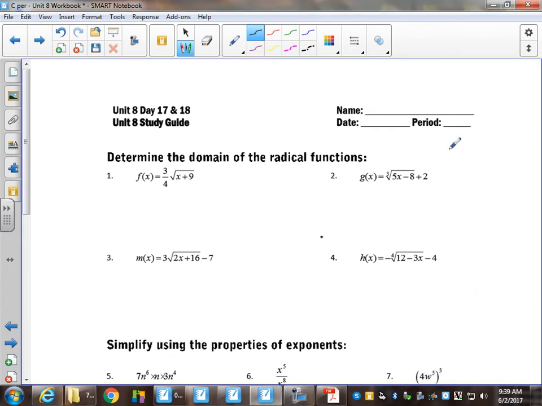These are in-class notes on the questions from the study guide that we're going to go over as a class to get ready for our Unit 8 test. So let's talk first about numbers 1 through 4. The notes from last night was the refresher notes on bringing back our knowledge of domain restrictions. How did those notes go?